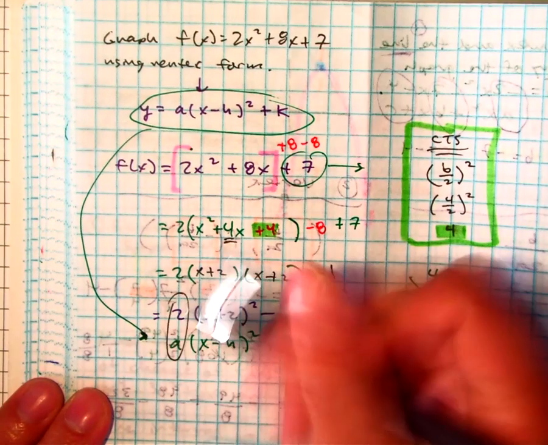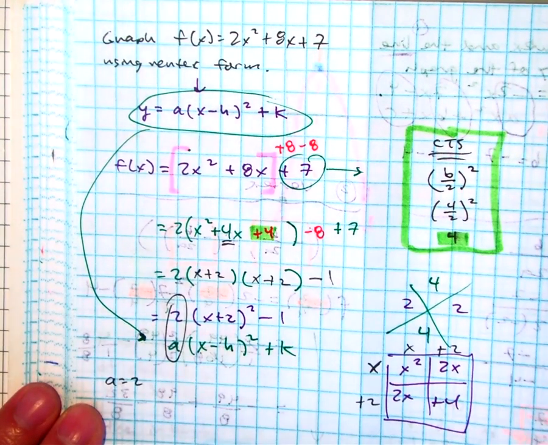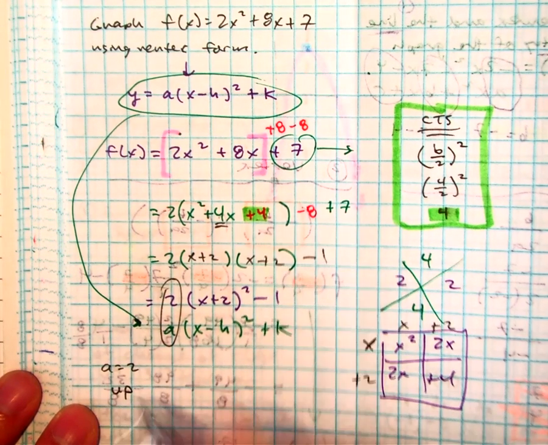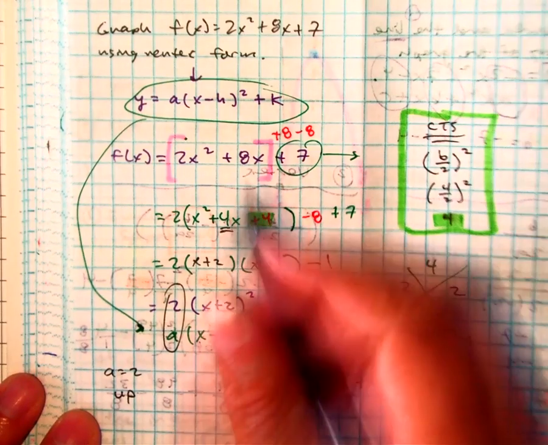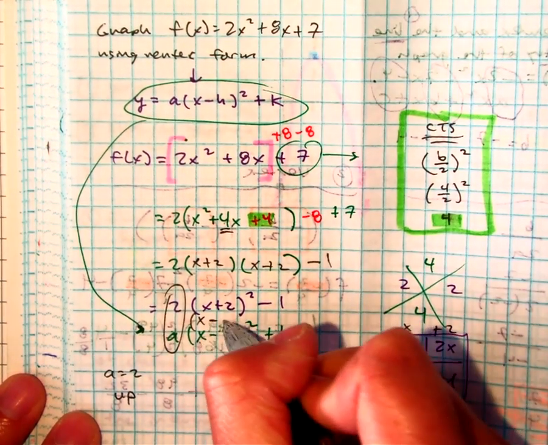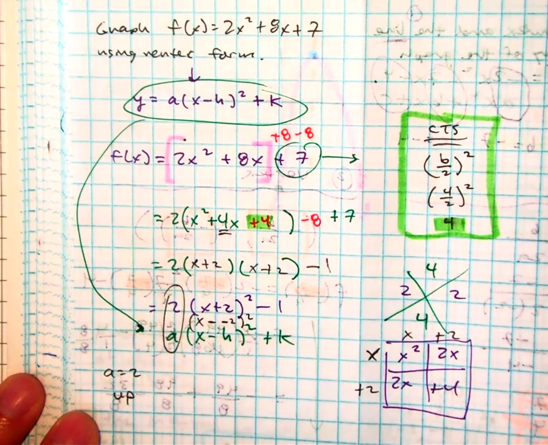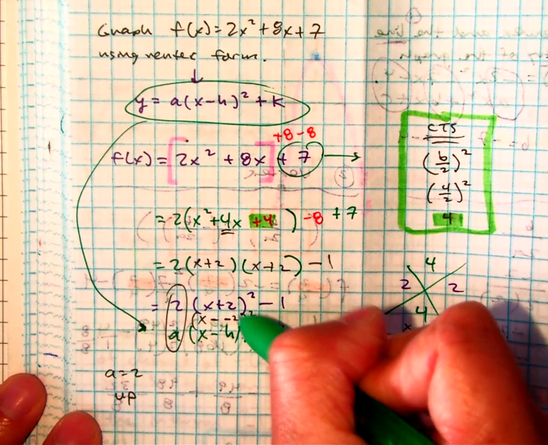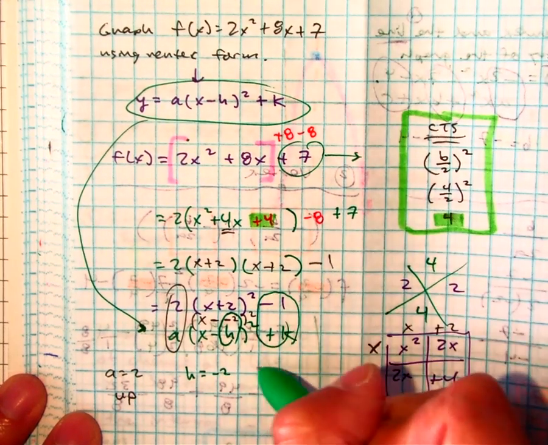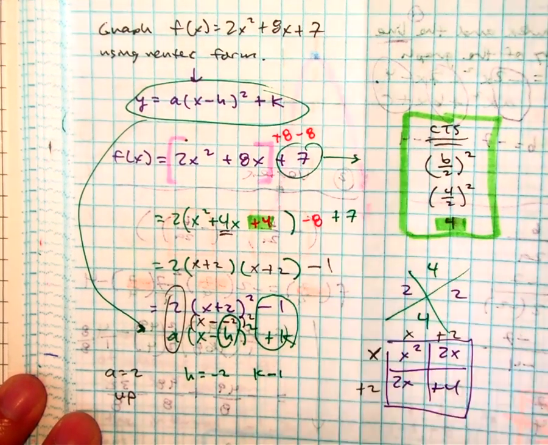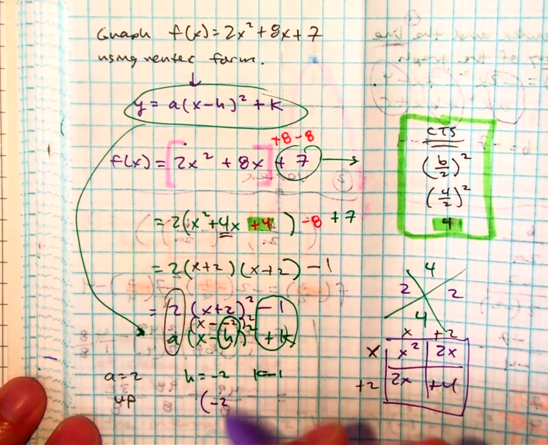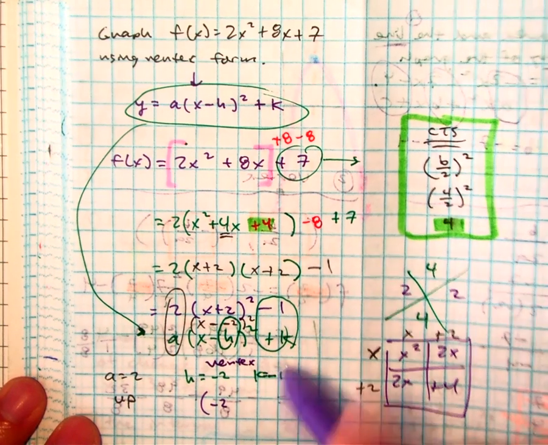My a value is 2. A positive a value does what to the graph? We know that it's opening up. Okay, pay attention here. There has to be a minus sign in this problem. So I'm going to write this as x minus a negative 2. So here, my h value is negative 2, and my k value is negative 1. What that basically means is that my vertex, h k is your vertex, is negative 2, negative 1.